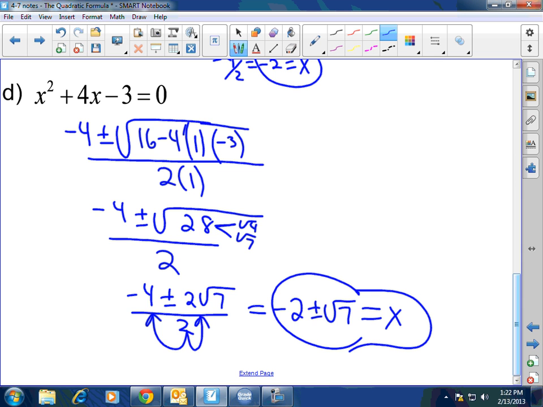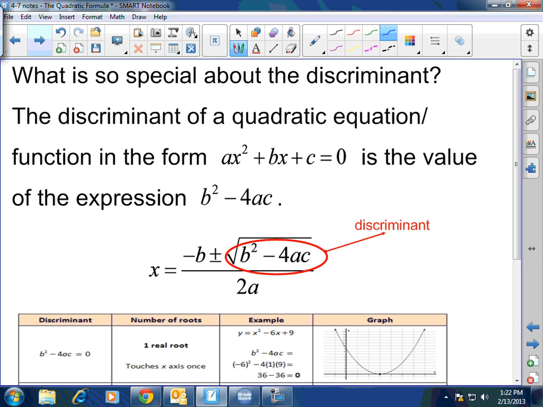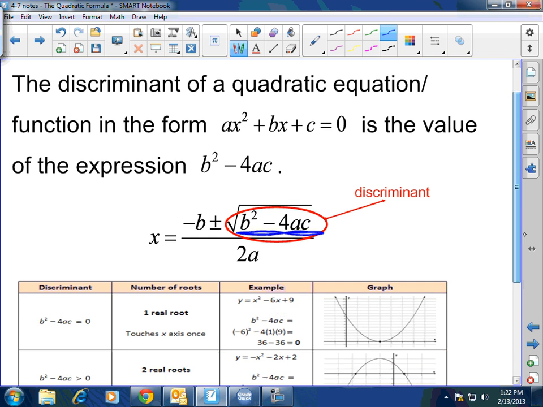Okay. Next. So what is so special about this discriminant thing that I told you about? Well, the discriminant of a quadratic equation or function, in the form of ax squared plus bx plus c equals 0, is the value of the expression b squared minus 4ac. This inside part is called the discriminant. Now, what's the purpose? What's the point? Who cares? There's a lot of awesomeness here, guys.